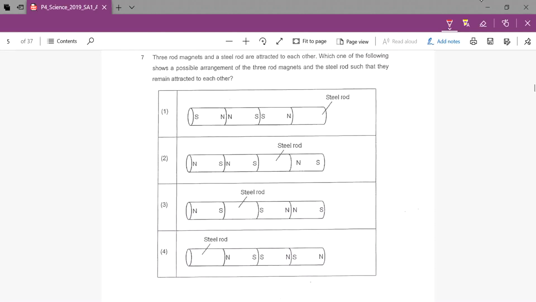3 rod magnets and a steel rod are attracted to each other. Which one is a possible arrangement so that they can attract? So you see north and north in option 1 is definitely not true. South and south is also out. North and north out. South and south is also out. Definitely the answer is number 2, where your magnetic material is in between and does not really affect.